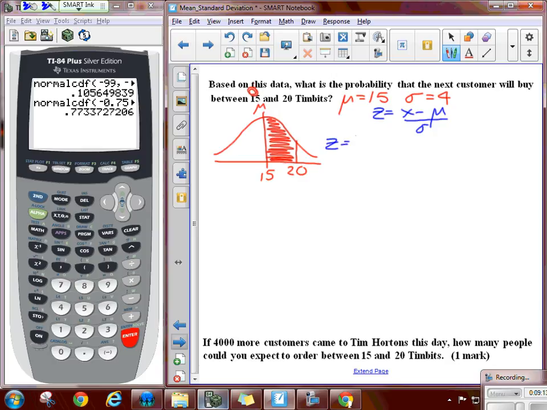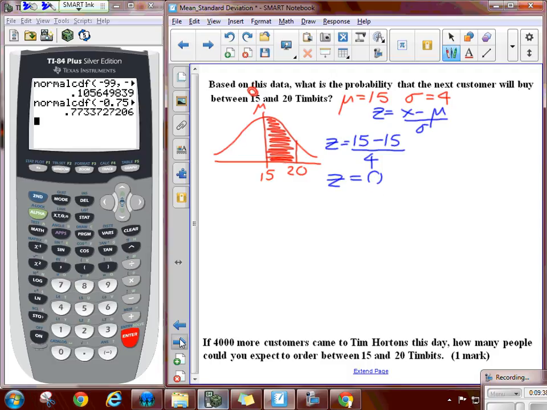First, we want to figure out that lower limit of the 15. So 15 minus 15 over 4. This should give us a Z-score. 15 minus 15 is 0. 0 over anything is just 0. Now remember, we said earlier in the video that a Z-score tells you how far away you are from the average. Well, if you are the average, the Z-score has to be 0. So 15 has a Z-score of 0.